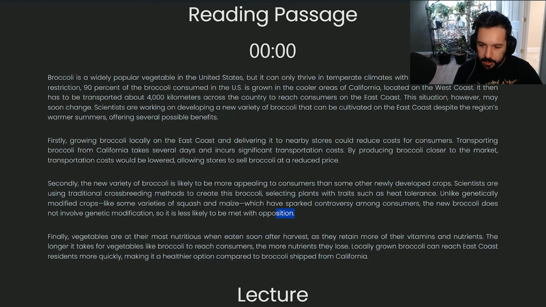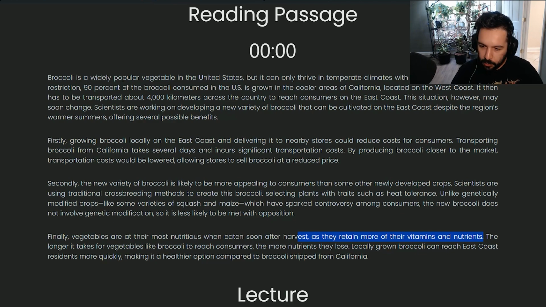Finally, vegetables are at their most nutritious. Okay, immediately the title for your last paragraph should be nutrition, health, fresh, something like that. When eaten soon after harvest, they retain more of their vitamins and nutrients. So, fresh equals better. Fresh equals more nutrients.